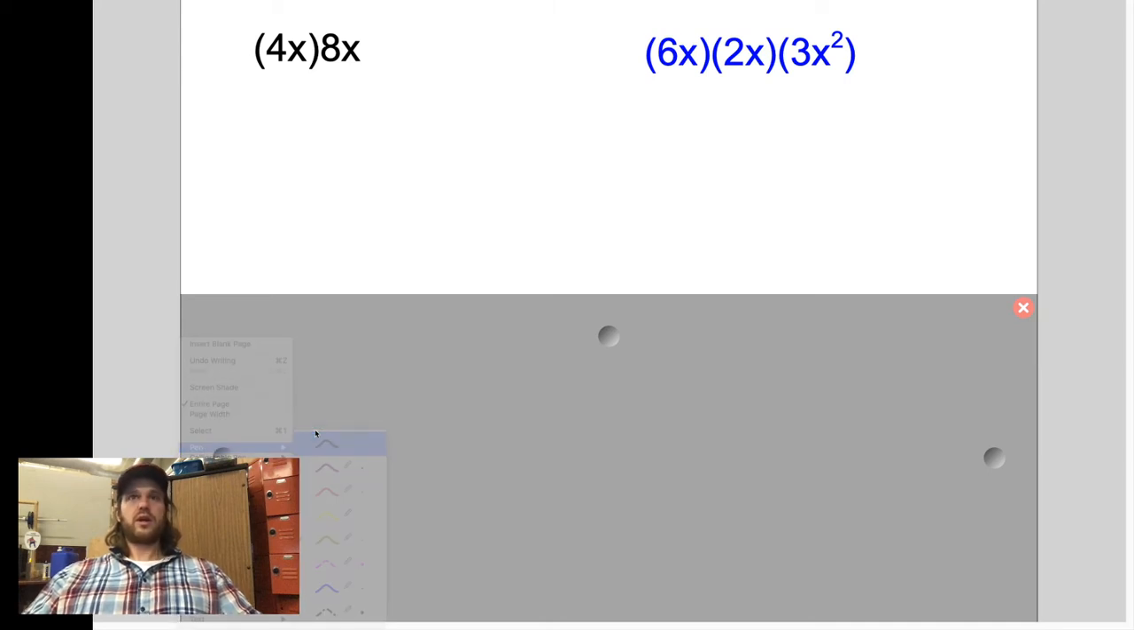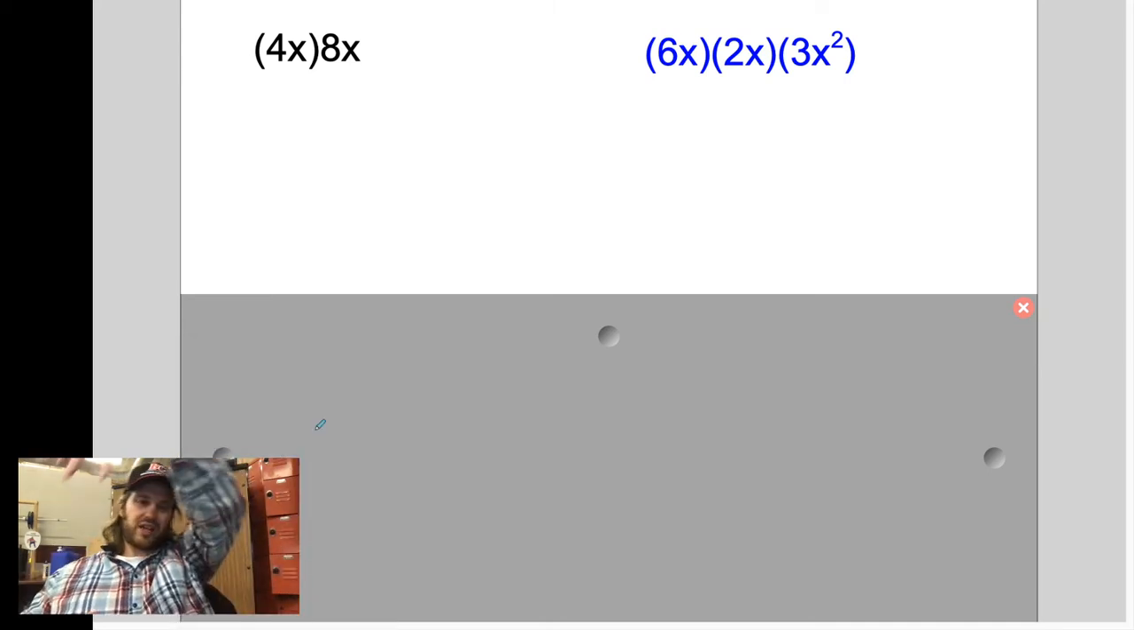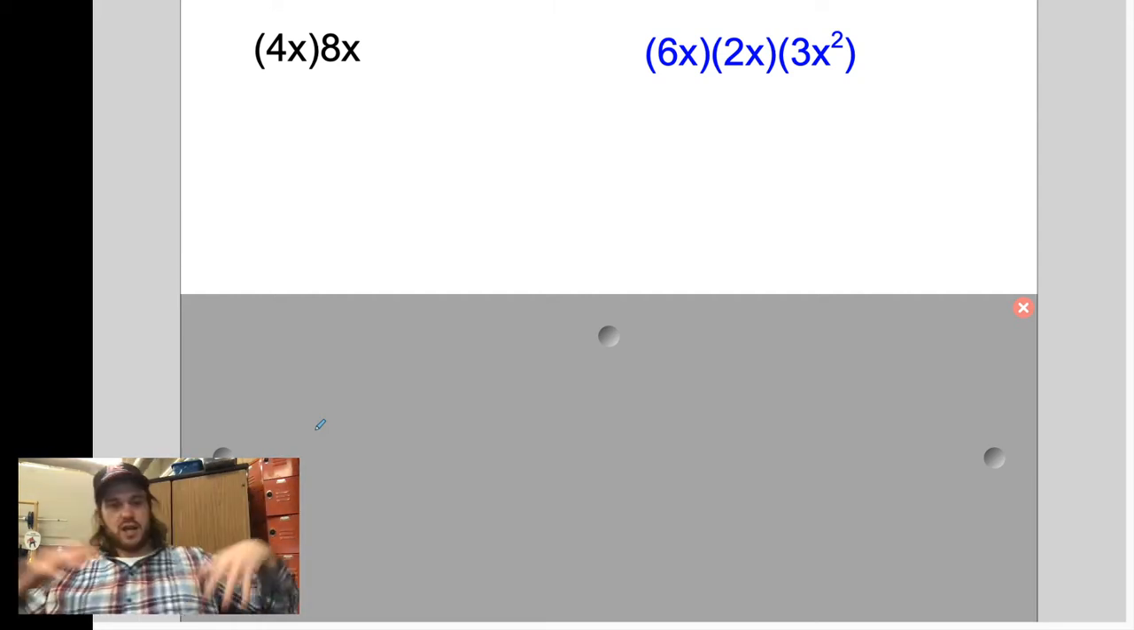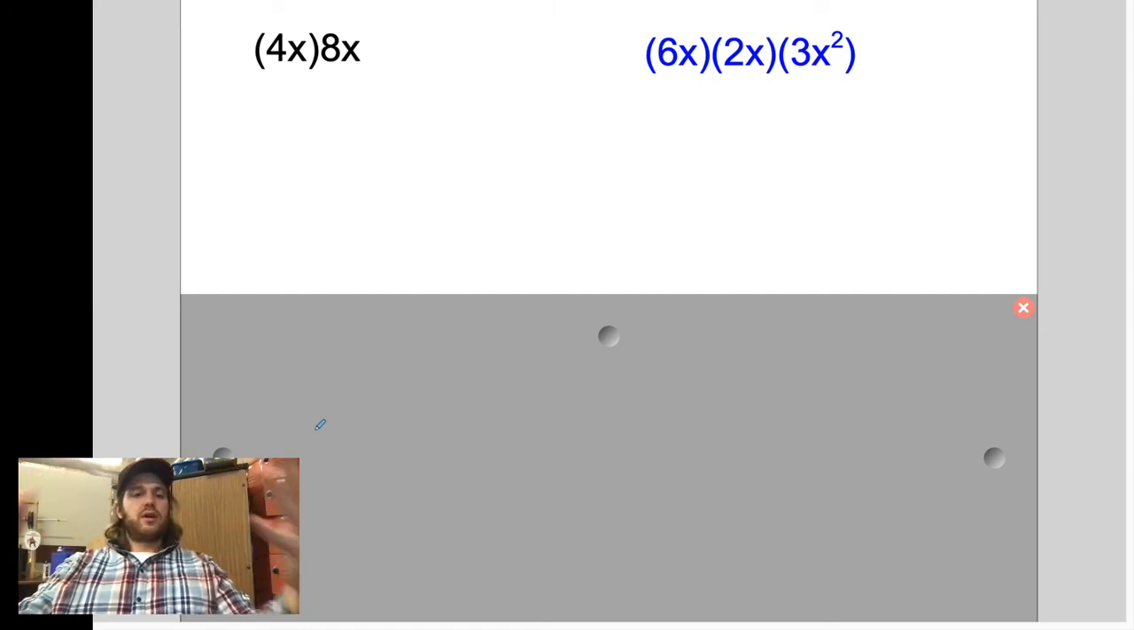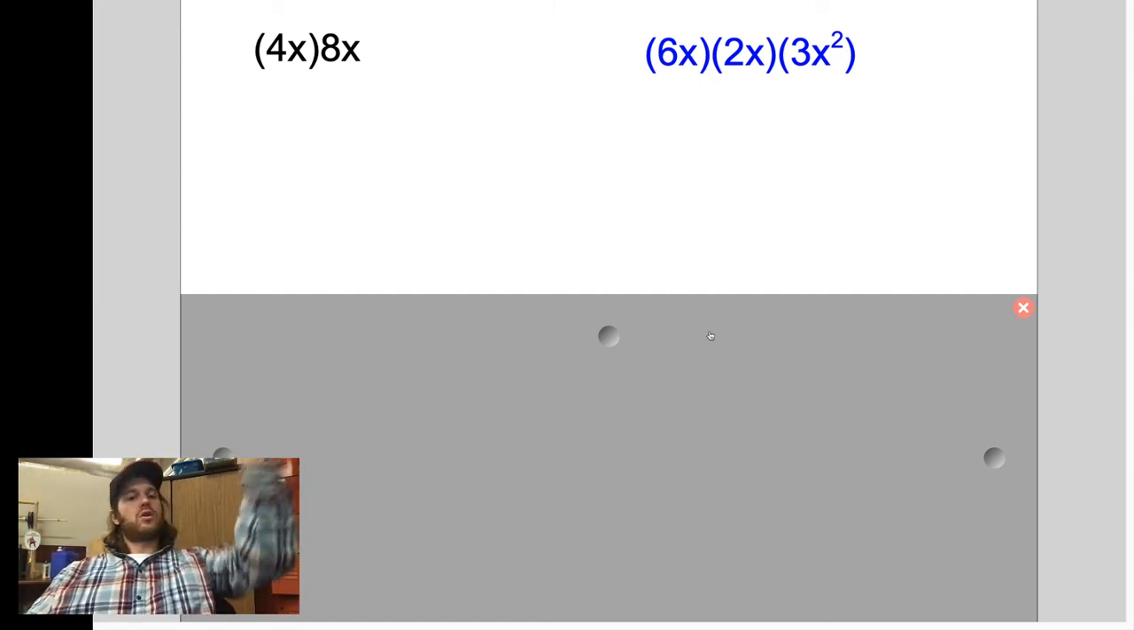Okay, so now what we're going to do is we have things that are partially expanded notation, partially exponential notation, and we're going to combine them together into one beautiful, simplified expression. 4 things being multiplied here: 4 times x times 8 times x.